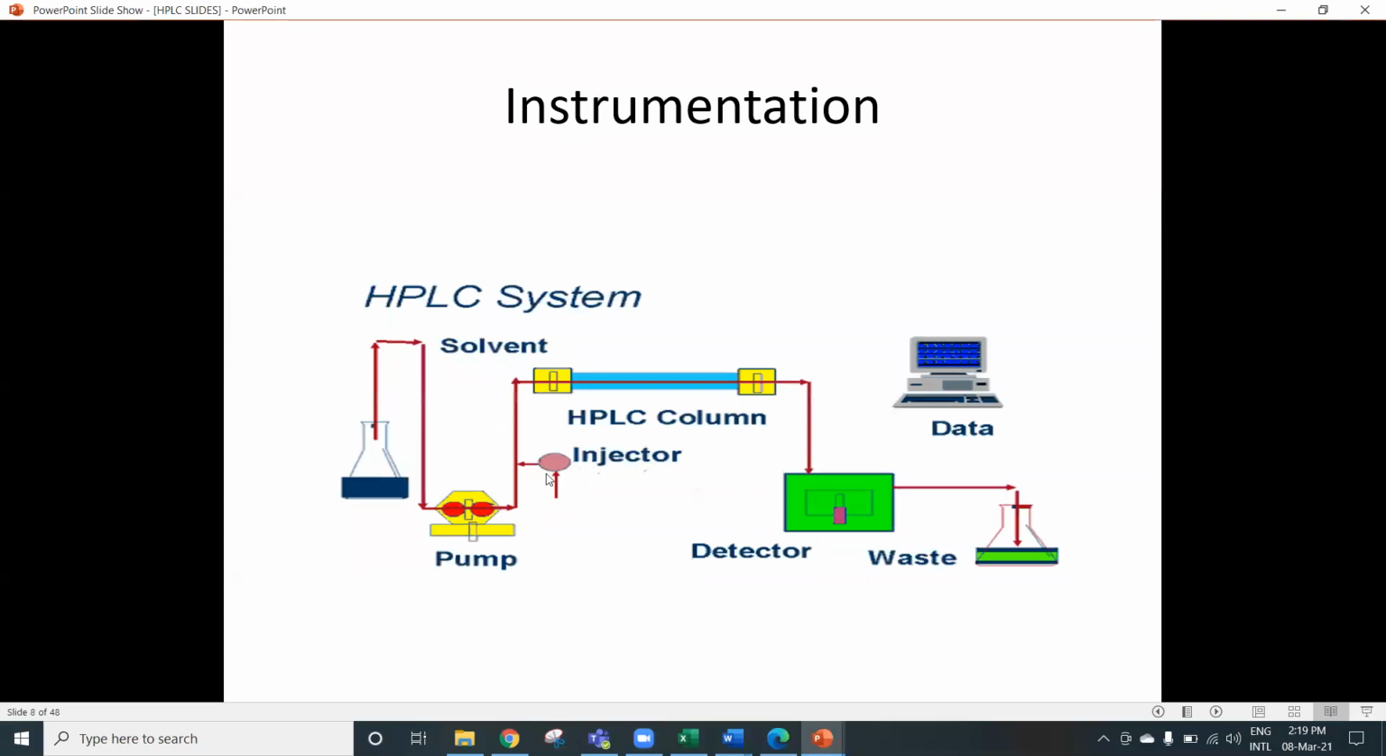So you inject a sample into the stream of the mobile phase, just like you also inject into your stream of gas for GC. In HPLC, your sample is also injected into the stream of the mobile phase. You have your column that is also sitting in an oven, and your sample flows through the column. Then from the column, it goes to the detector. And from the detector, since it's a liquid that is flowing, you can collect your waste at the end of the detector, and you have your computer that processes your data.